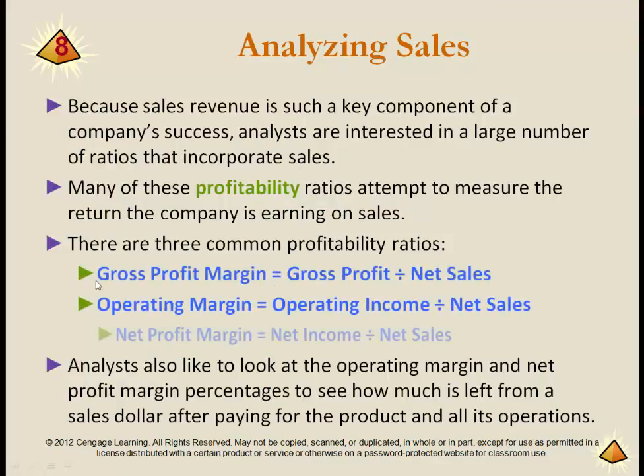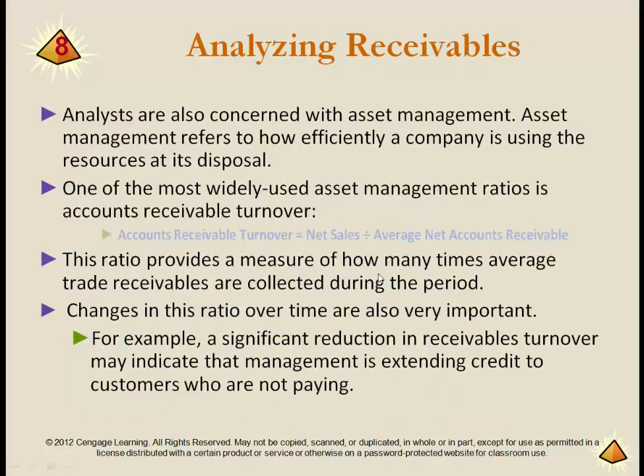Now, if we look at sales, we're going to look at gross profit, which is sales less cost of goods sold, divided by net sales, and we come up with a gross profit margin. And operating margin is operating income divided by net sales and net profit. All these are just ratios. And what it does is it allows you to do common size analysis of different businesses that are within the same industry. And people like to look at that.